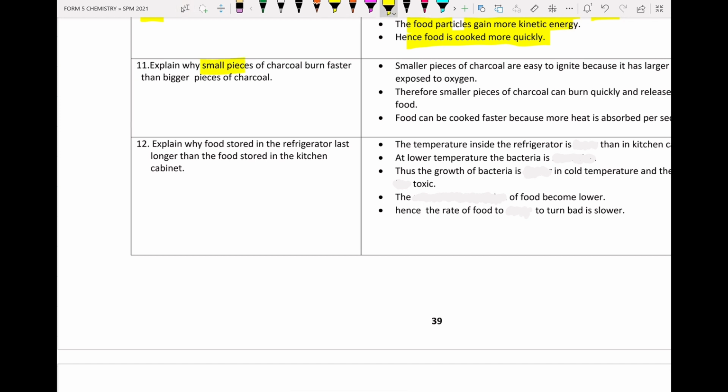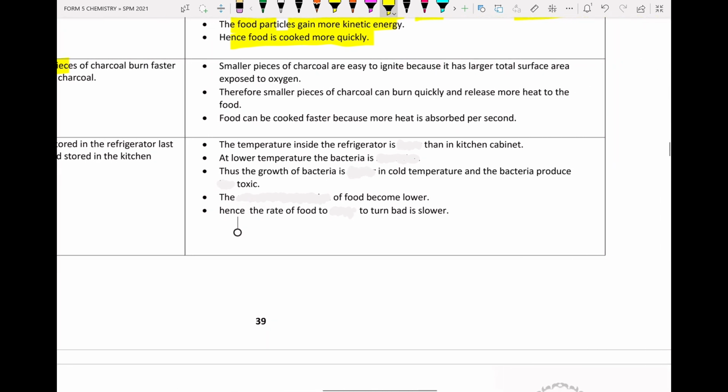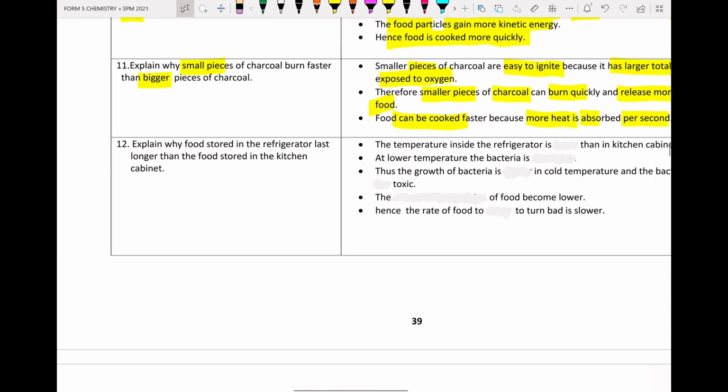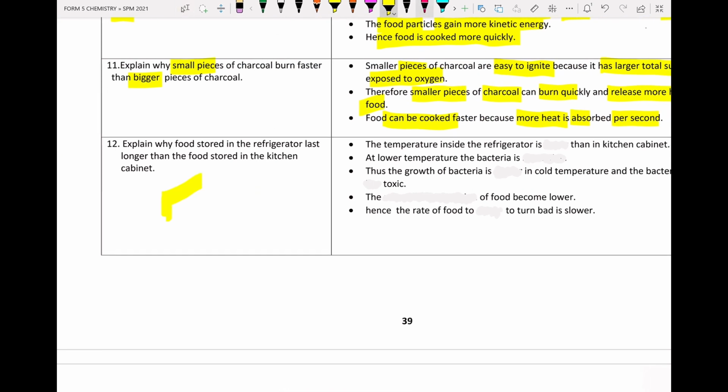Explain why small pieces of charcoal burn faster than bigger pieces of charcoal. Smaller pieces of charcoal are easy to ignite because they have larger total surface area exposed to oxygen. Therefore, smaller pieces of charcoal can burn quickly and release more heat to the food. The food can cook faster because more heat is absorbed per second. All right, we go for next one. Very important for SPM. All right, so please focus. 2021.